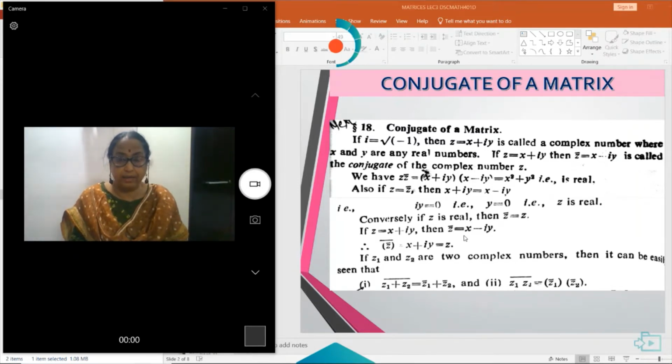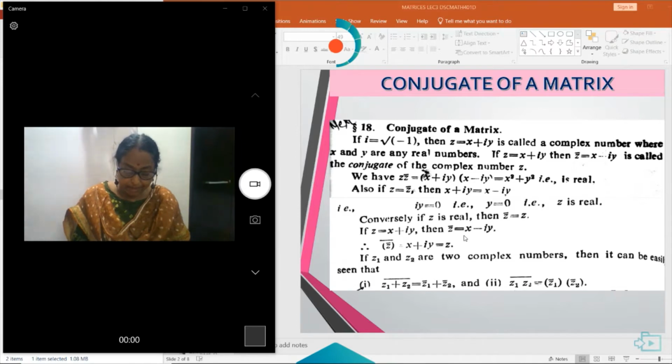If i is equal to root of minus 1, then z is equal to x plus iy is called a complex number, where x and y are real numbers. If z is equal to x plus iy, then z bar is equal to x minus iy is called the conjugate of the complex number.